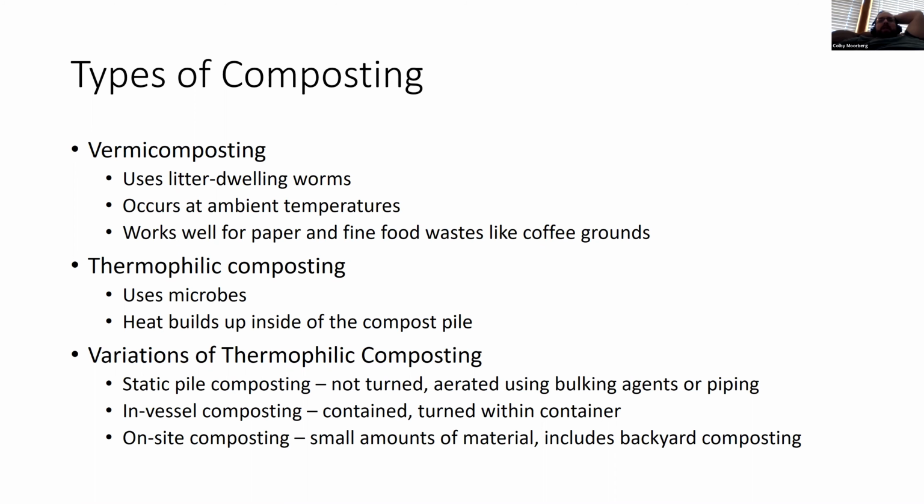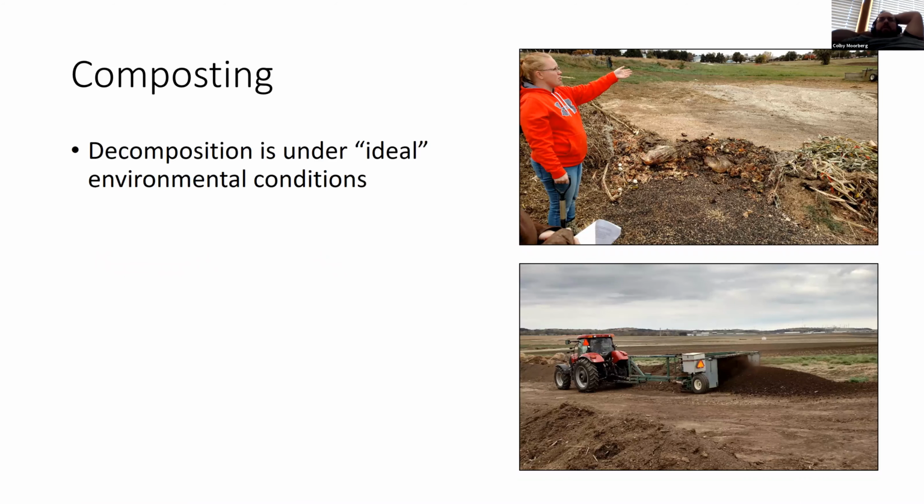There's also on-site composting, which is used by homeowners or apartment dwellers, or it could be used by a restaurant. It's where composting is just done with a small amount of waste that's produced by one housing unit or one business. All right, so composting. We're going to talk about thermophilic composting here first.